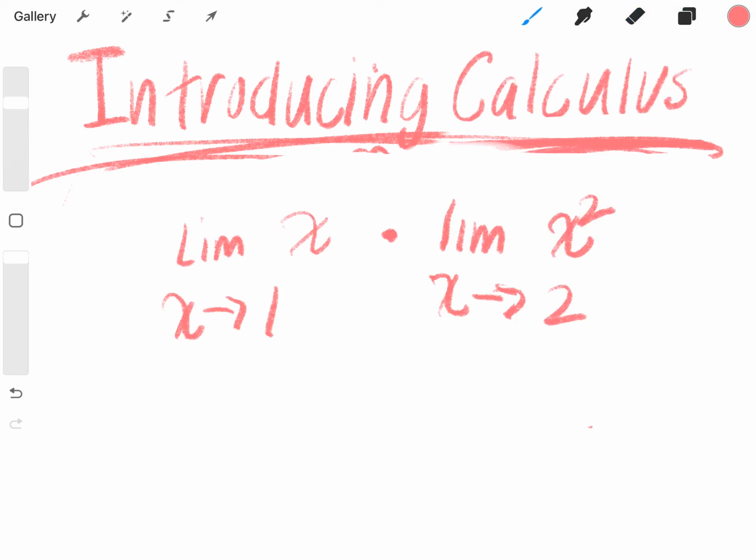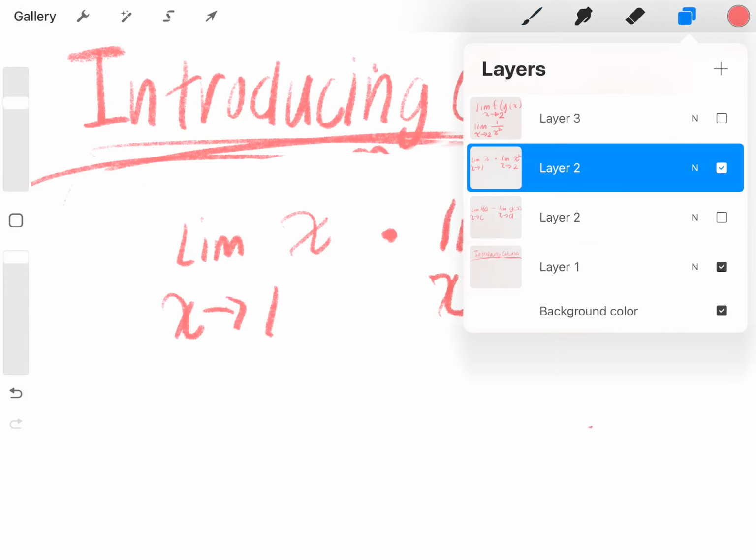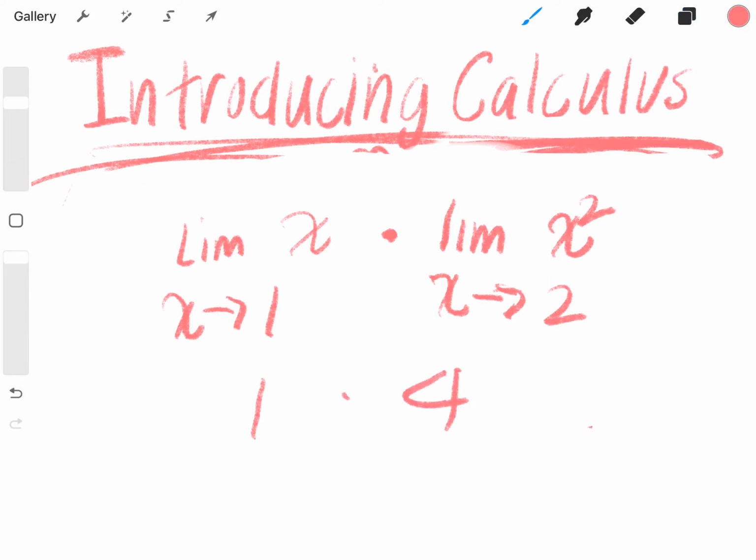So let's say you have the limit of x as x approaches 1 times the limit of x squared as x approaches 2. That's 1 times 4. There you go.